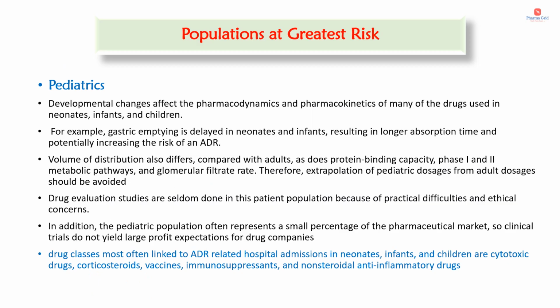Now we will see the special populations, or populations at the greatest risk. The first one, pediatrics. Developmental changes affect the pharmacodynamics and pharmacokinetics of many of the drugs used in neonates, infants and children. For example, gastric emptying is delayed in neonates and infants, resulting in longer absorption time and potentially increasing the risk of an ADR. Volume of distribution also differs compared with adults, as does protein binding capacity, phase 1 and phase 2 metabolic pathways, and glomerular filtration rate. Therefore, extrapolation of pediatric dosages from adult dosages should be avoided.